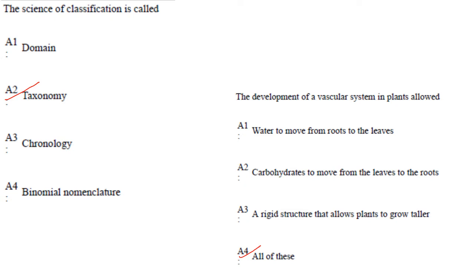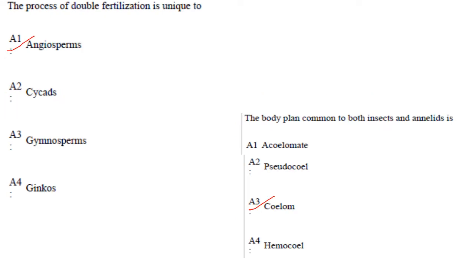Then carbohydrates to move from leaves to the root, that is also correct. And water to move from roots to the leaves, so that is also correct. So the answer here is option 4, that is all of these. Then the process of double fertilization is unique to angiosperms, and in double fertilization one female gamete unites with two male gametes. One of the male gametes fertilizes the egg resulting in the formation of zygote, and the other unites with two polar nuclei for the formation of endosperm, and this is found in angiosperm. So answer is A1. Then next one.